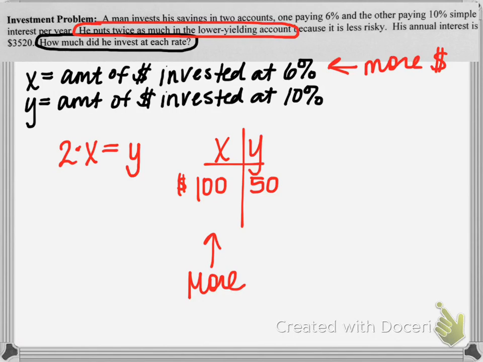That means I have 2 times the amount in the lower yielding account than I do here in the higher yielding account. And now if you go back to your equation that you had written, maybe you had thought 2x equals y, if you were to actually put in 100 here, you'd have 2 times 100 equals my y value, which would mean I would actually have $200.